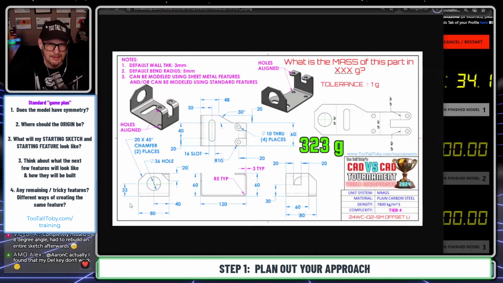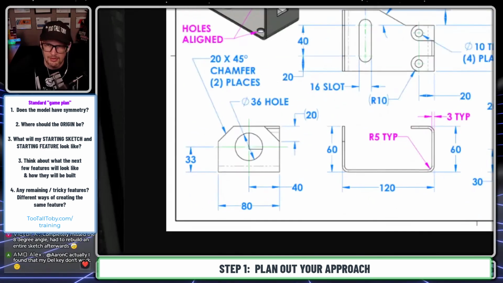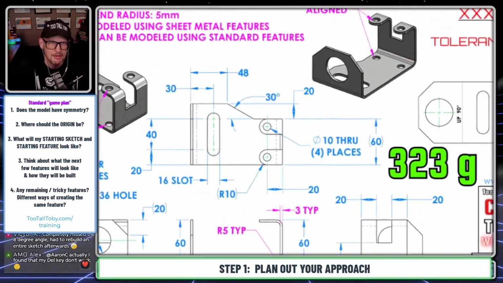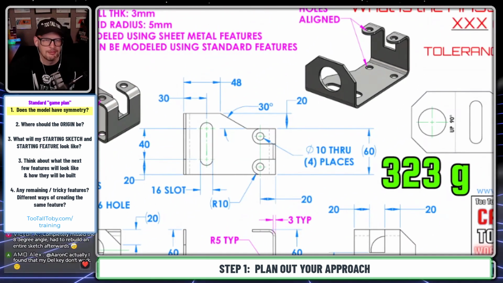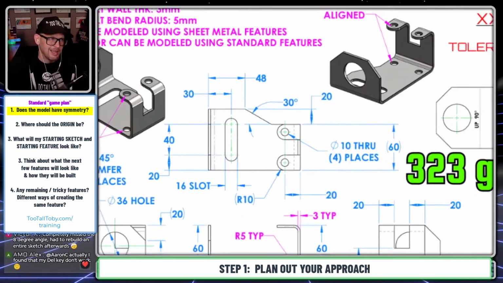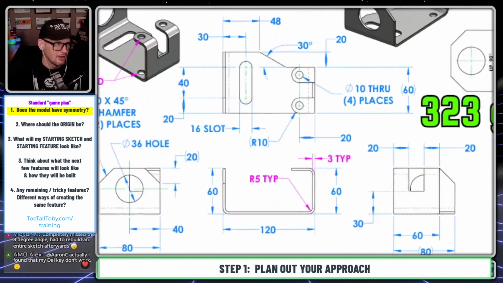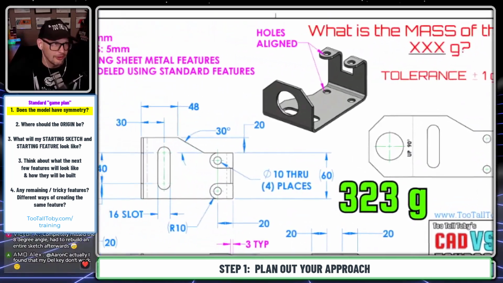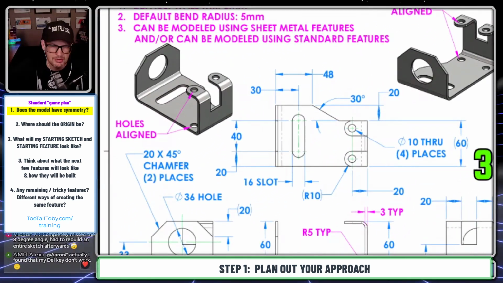So, you have a model like this, you're going to try to model it up and try to do it as efficiently as possible. Well, just take a minute and look at the model and come up with a game plan. So the first thing I would do is I would ask myself, does the model have symmetry? No, this model does not have symmetry. All right, so there's not really going to be a very clear location of the origin based on symmetry.